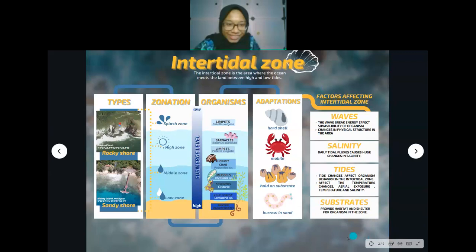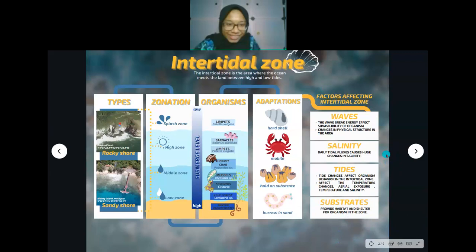On the next point, for organisms, we can see that benthic invertebrates and kelp forests are more prone to live in the lower zone. For the middle zone, mussels, anemones, and hermit crabs are highly distributed there. For the higher zone on the rocky shore, we can see barnacles and limpets. And of course, for the splash zone, we will be seeing limpets more frequently.